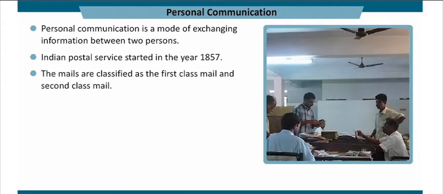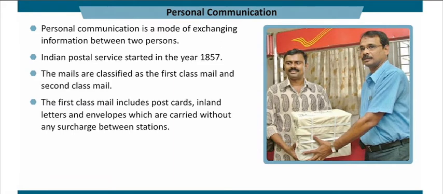The mails are classified as first-class mail and second-class mail. The first-class mail includes postcards, inland letters, and envelopes which are carried without any surcharge between stations. The second-class mails include book packets, registered newspapers, and periodicals which are carried by land transport. The second-class mails provide value payable by post, electronic money orders, instant money order service, e-post and e-bill post service, express parcel service, and speed post services.